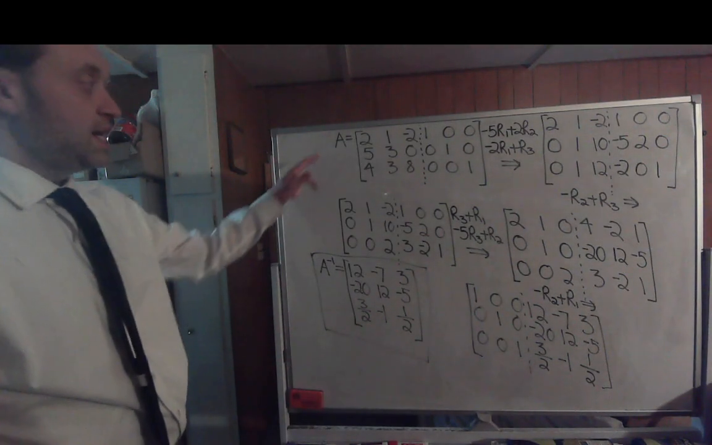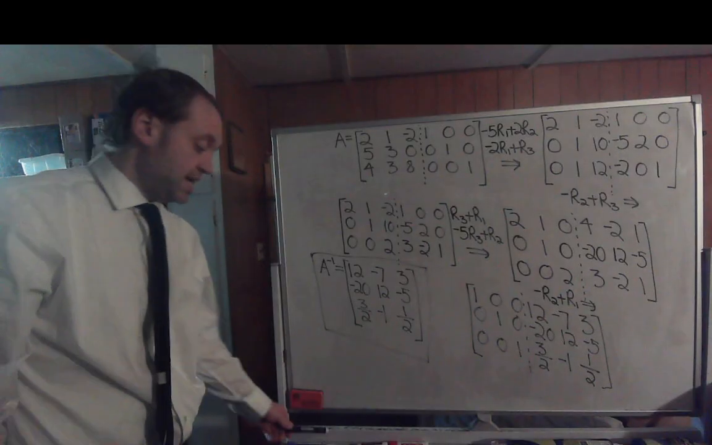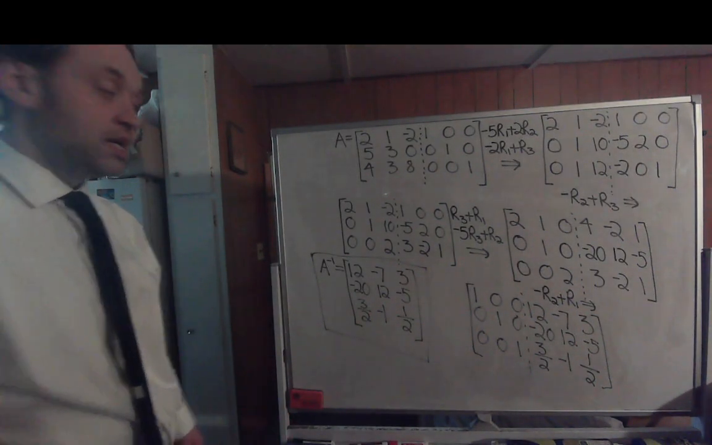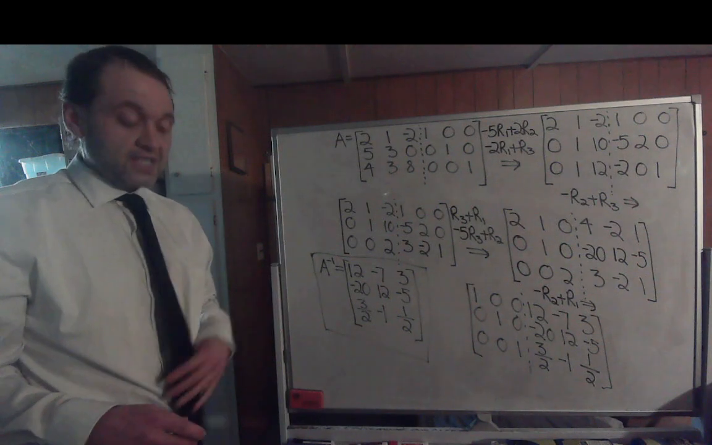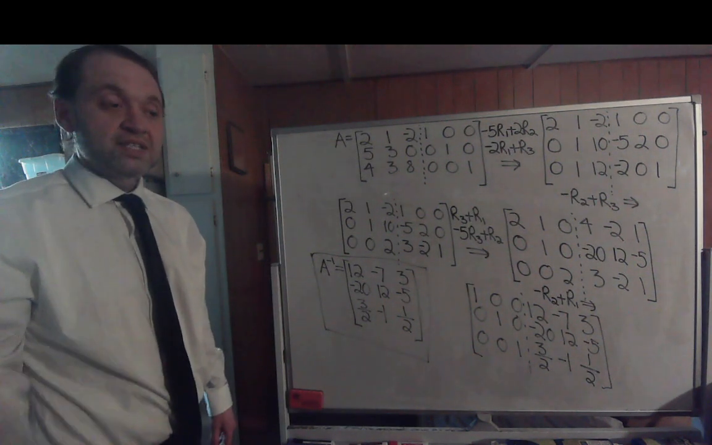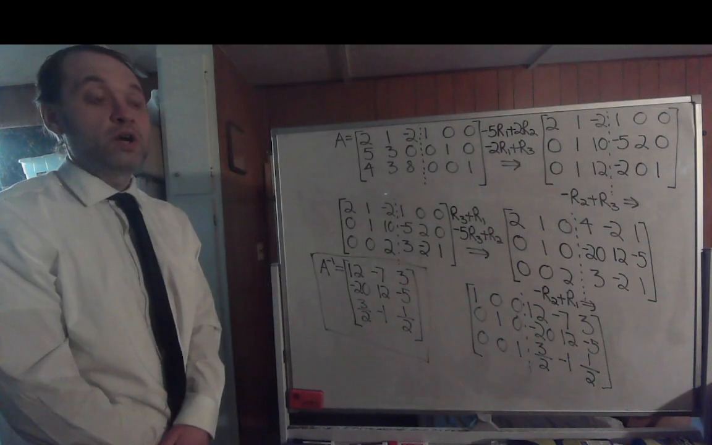And if you multiplied A times A inverse, you should get the identity matrix. So that's it for this lesson. We got 2 more lessons left in matrices, then we're going on to quadratic functions.